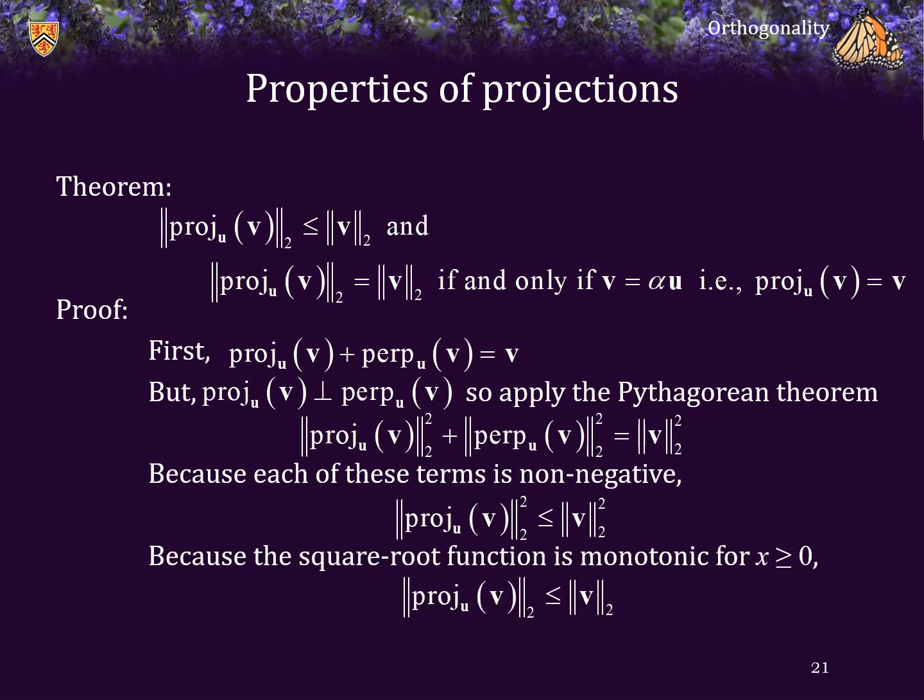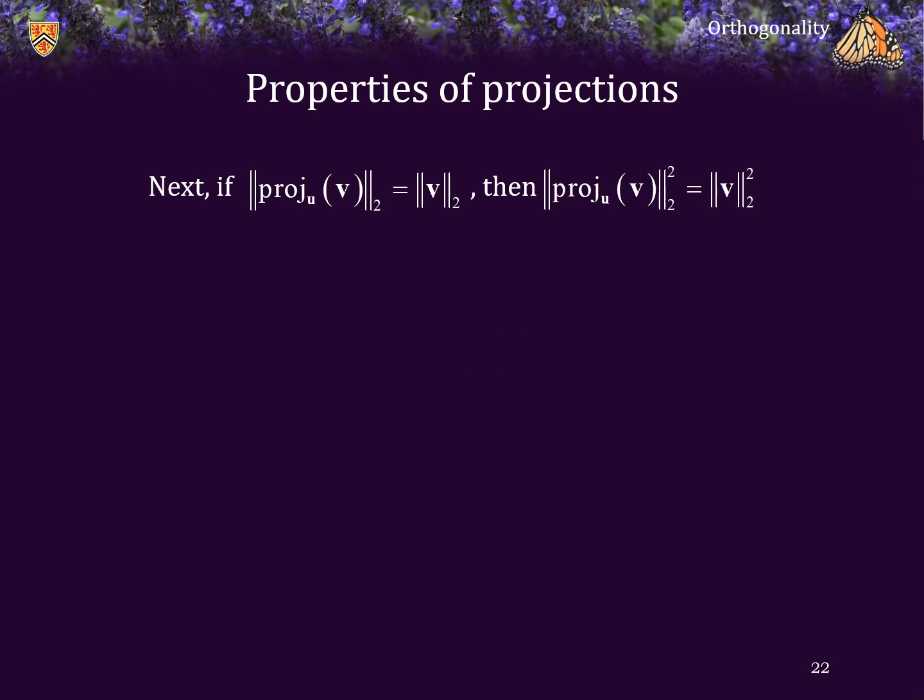The square root function is strictly monotonic for all values of x greater than or equal to 0, and therefore, if the 2 norm squared of the projection is less than or equal to the 2 norm squared of v, that means that the 2 norm of the projection of v onto u is less than or equal to the 2 norm of v. Let's prove the other part of this.